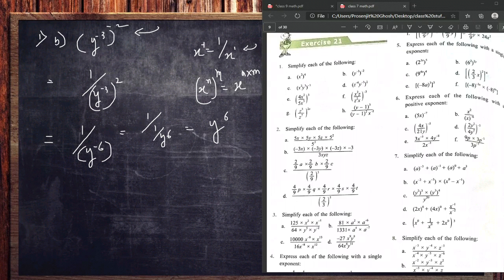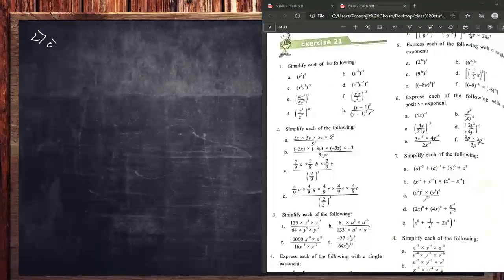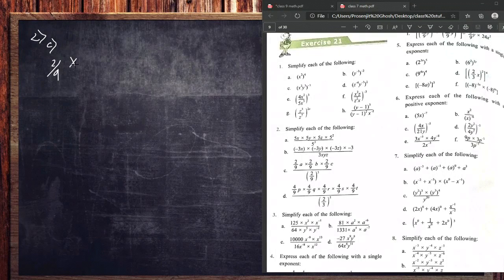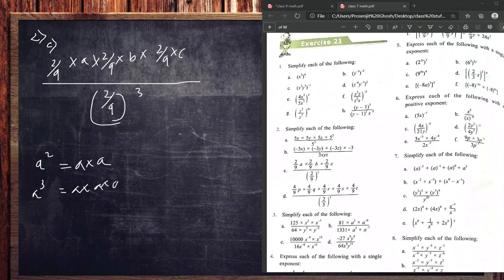Now moving to the second one. In the second one, simplify each of the following. I'm taking question 2 part C, that's 2 by 9 multiplied with a, then again 2 by 9 multiplied with b, lastly 2 by 9 with c. And in the denominator you have 2 by 9 whole cube. I told you a squared means a into a, a cubed means a into a into a. That means the power tells how many times the number is multiplied by itself.